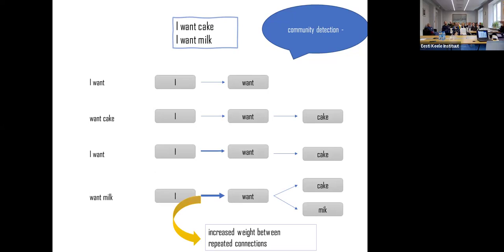So in that way, it builds up a network of the whole language you feed it with. And, you know, we could do the same like this now. So we have I want milk, and then I want cake. So the link again between I want is strengthened.